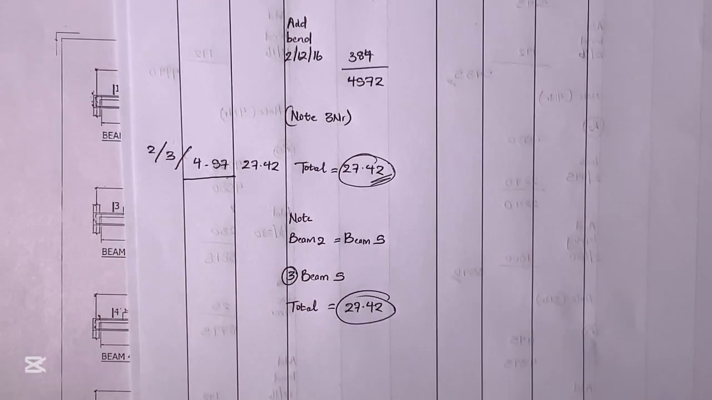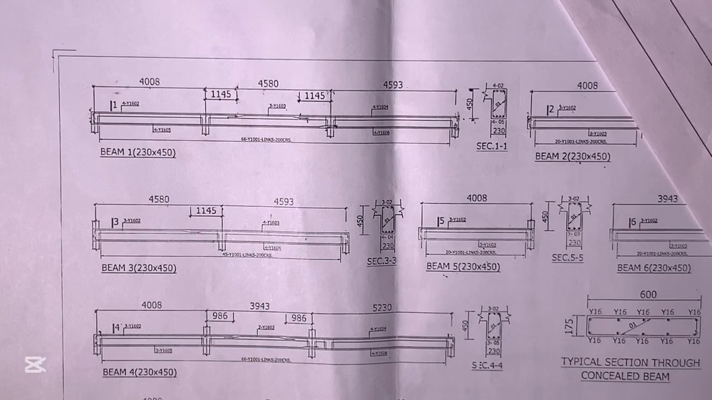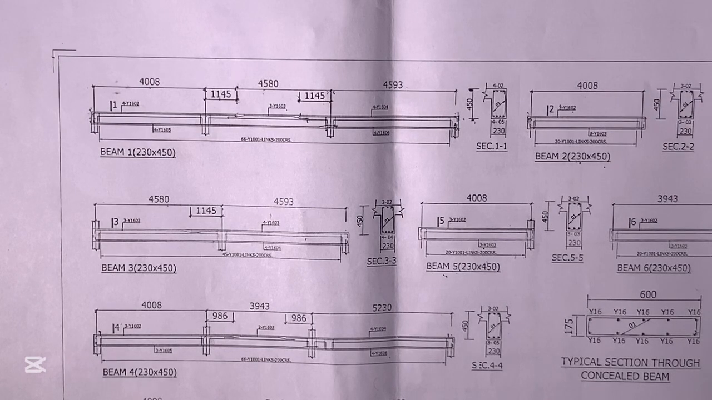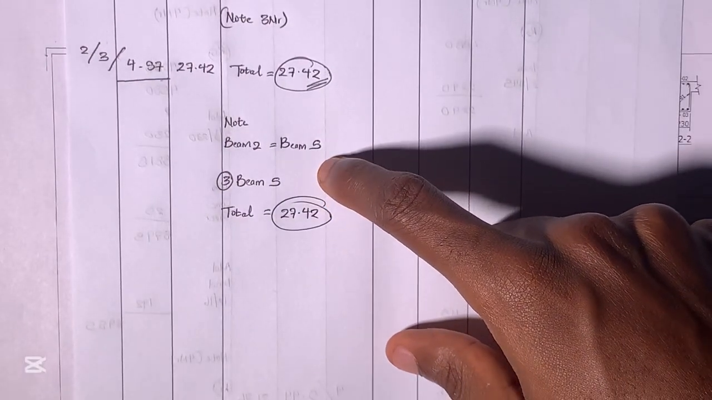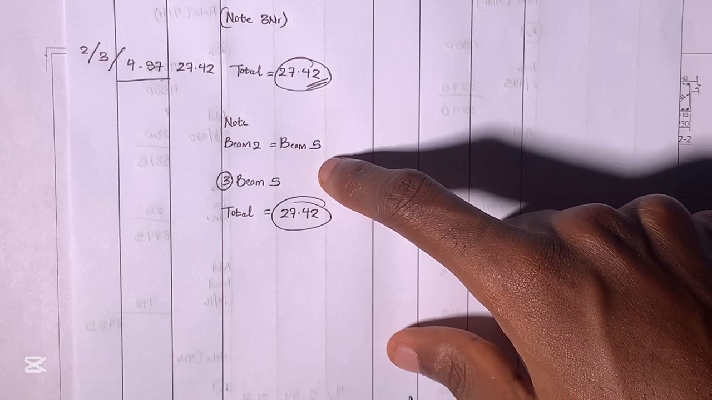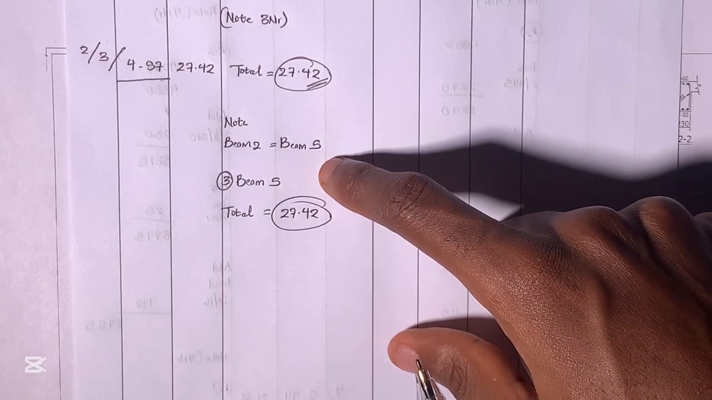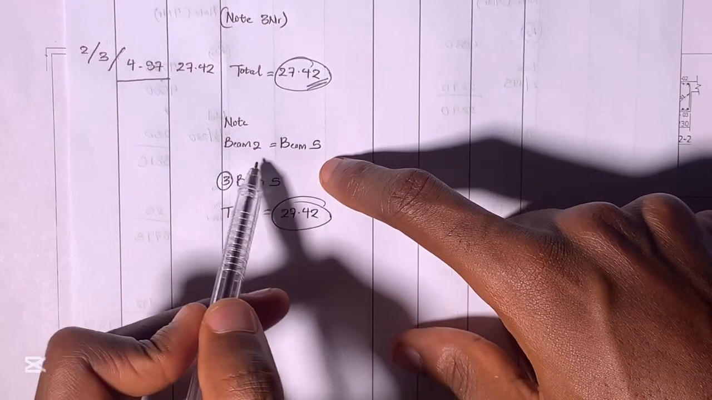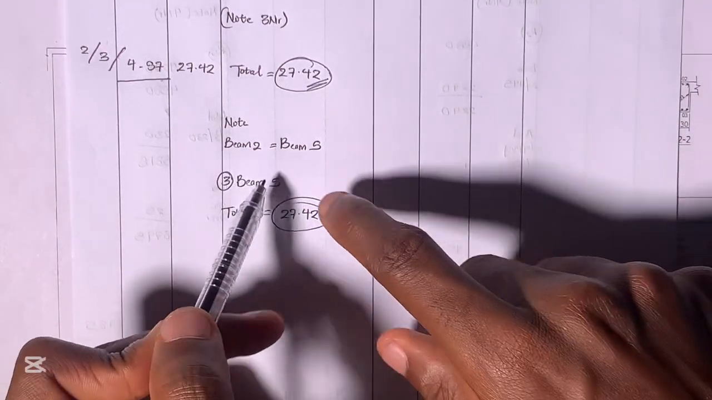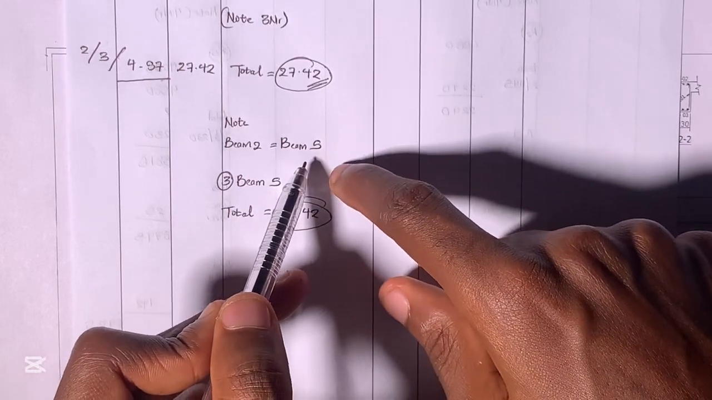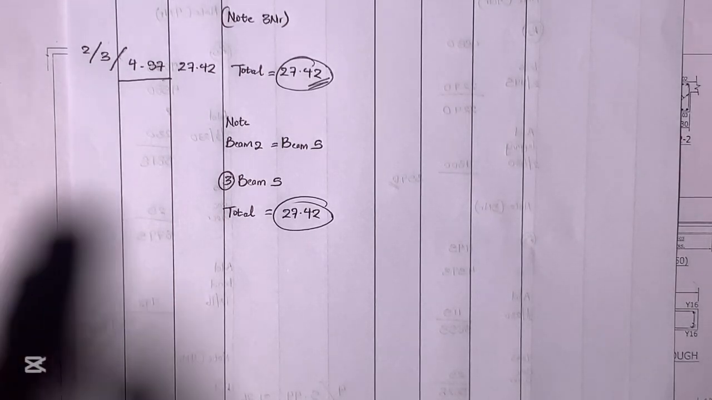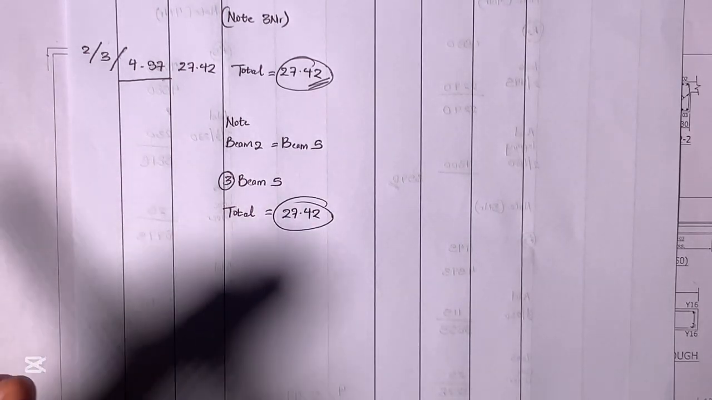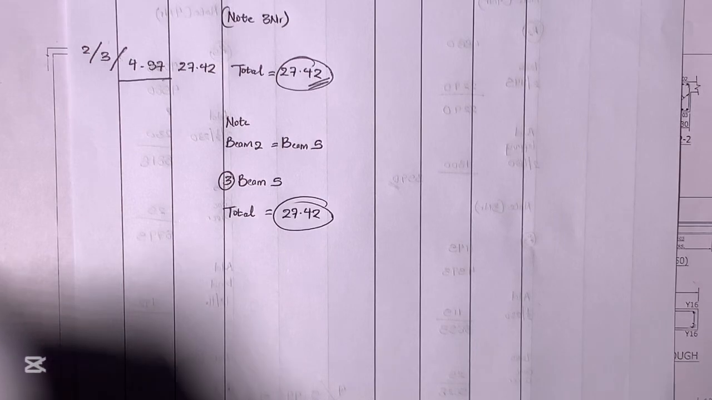I hope that makes sense. Now, I just want to make you know that with this method that we just used, you have to watch your drawings. You have to check your drawings properly to make sure that the reinforcements used are the same. We used this approach because the reinforcement in beam 2 in the drawing was the same as the reinforcement in beam 5. Don't just assume that, because the volume of concrete used in beam 2 is the same as in beam 5, the reinforcement in beam 2 will be the same as the reinforcement in beam 5.